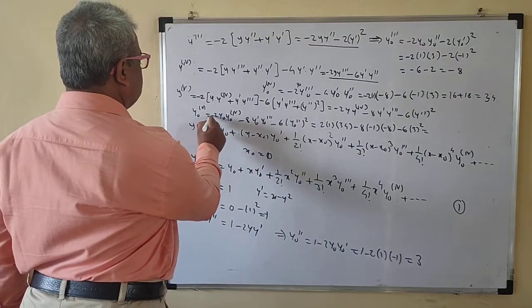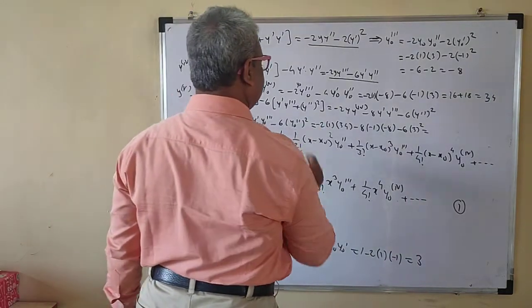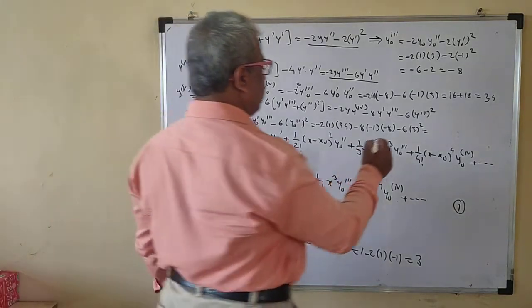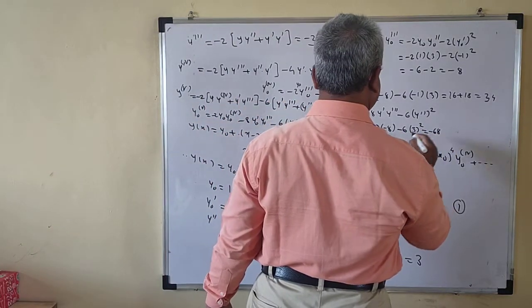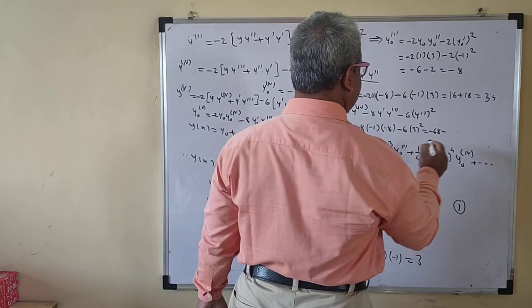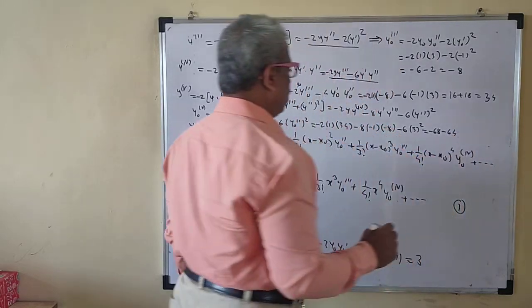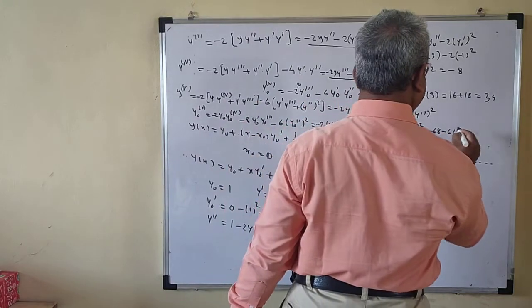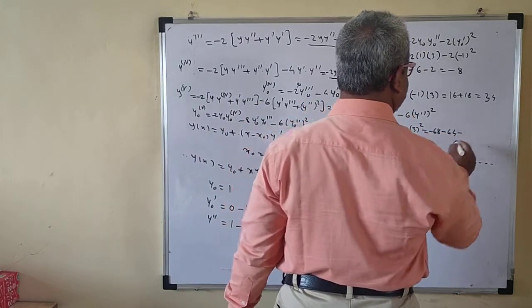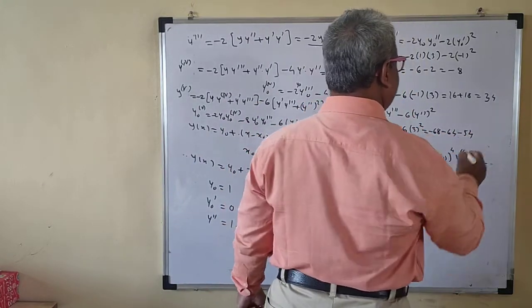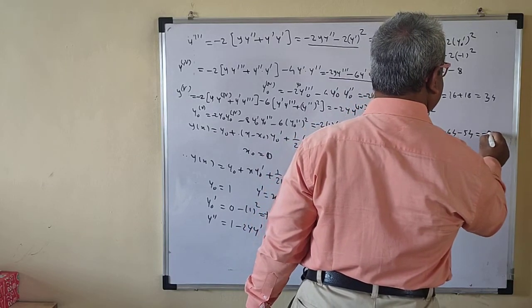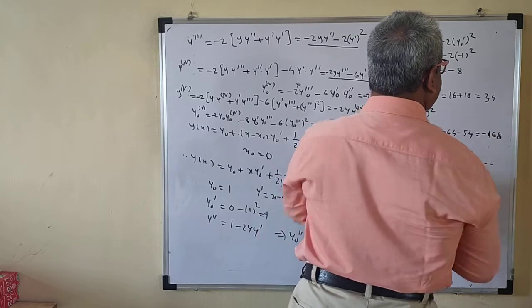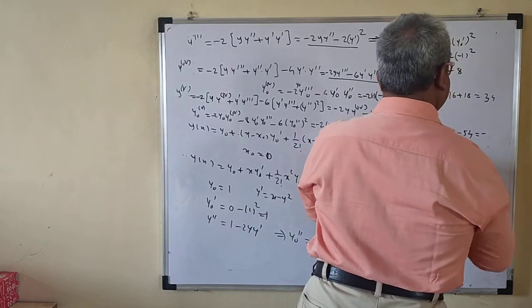So this is minus 68, minus 64, minus 40, minus 54. So minus 168. You get minus 168 now. Okay, so minus 168.